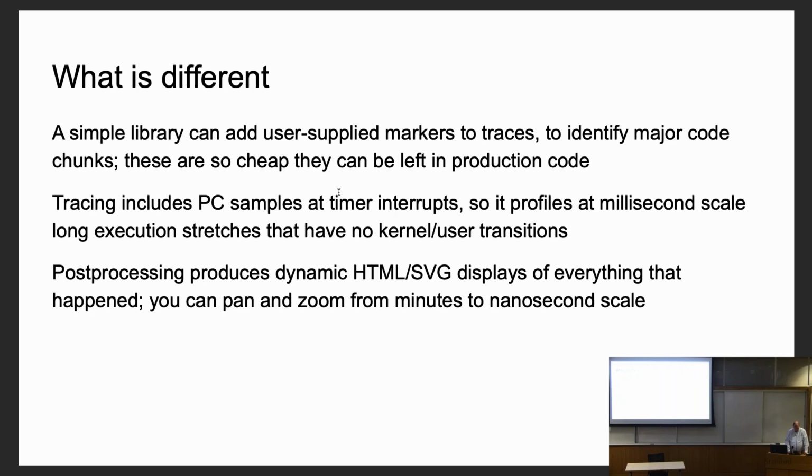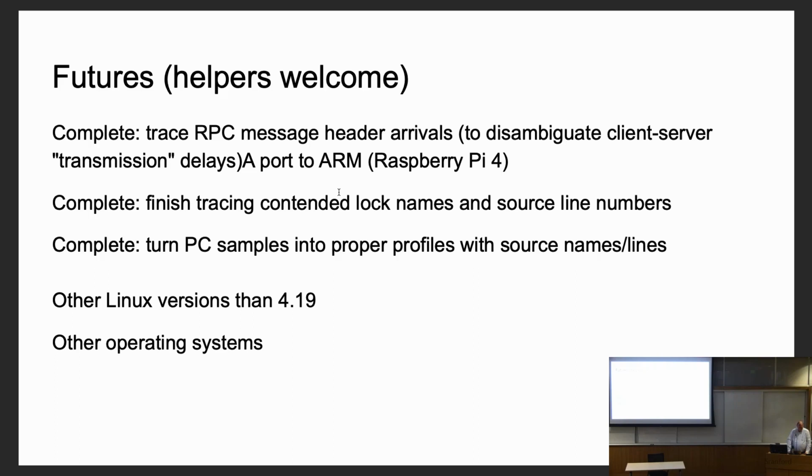So if anybody is interested in this and wanted to help out a bit, these are the kinds of things that I hope actually not to do, but hope to get someone else to do, of other operating systems. And there's a few things to complete. And I would like to do an ARM port to a Raspberry Pi 4. I have the Raspberry Pi 4. That's as far as I've gotten so far. So any other remaining questions, and then we'll be out of here.